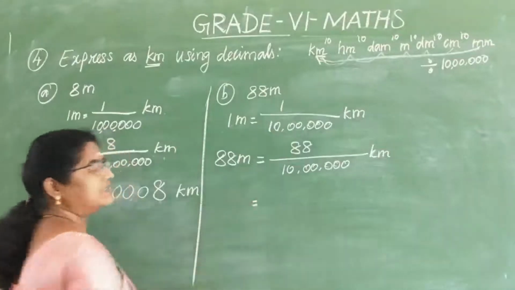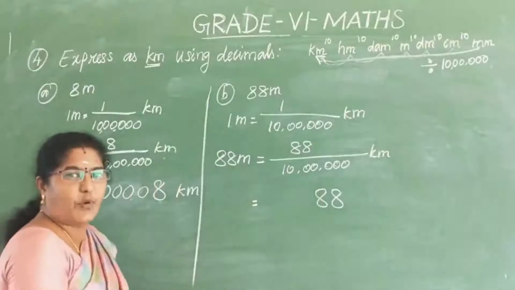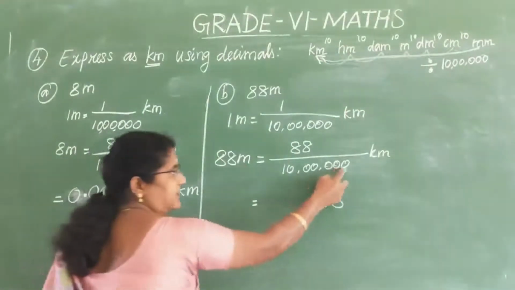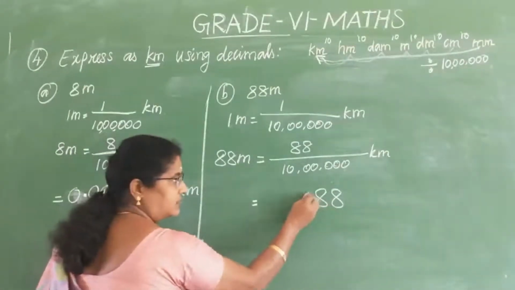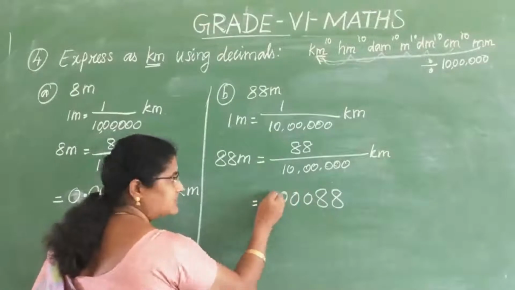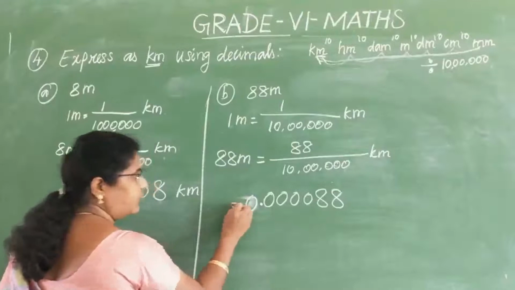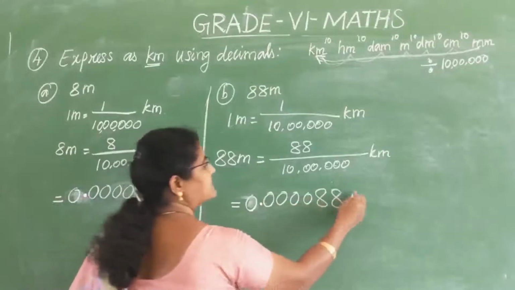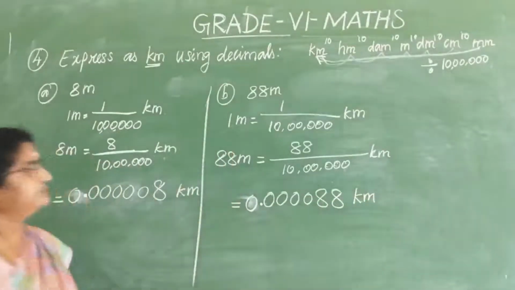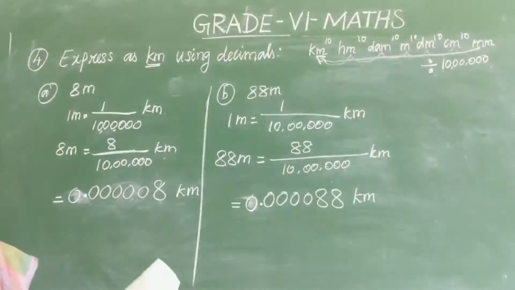Now, write in the decimal form. 88. Then we keep the point before 6 digits, because 6 zeros are in the denominator. So, 1, 2, 3, 4, 5, 6, point. Whole number, nothing, so put 0. So 0.000088 kilometer. Understand?